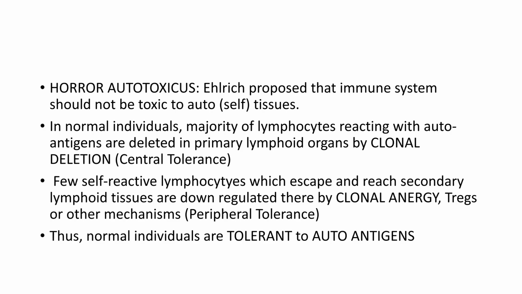But a few self-reactive lymphocytes escape central tolerance and are not deleted in the primary lymphoid organs. They reach the secondary lymphoid tissues, the spleen and lymph nodes, and there they are downregulated by various mechanisms, one of them being clonal anergy, and Treg cells, that is T regulatory cells. There are a lot of mechanisms, and these are called peripheral tolerance. Thus the normal individuals are tolerant to autoantigens.